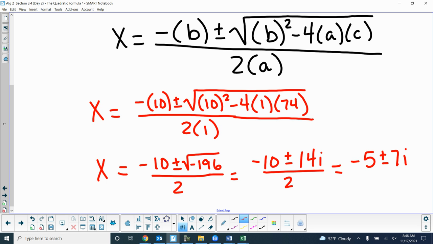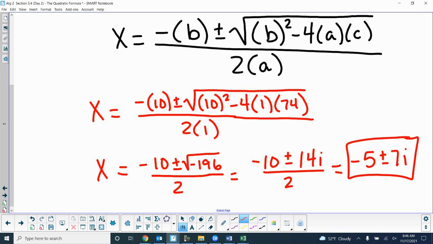You can put over 1, but do we have to? No, we don't have to. When it becomes a 1, you don't have to put over 1. So there's our 2 answers, -5 plus 7i and -5 minus 7i. If I were to try to graph this, would we see the parabola cross the x-axis? No, we wouldn't. Okay? We got that imaginary unit, right? Questions? Good?